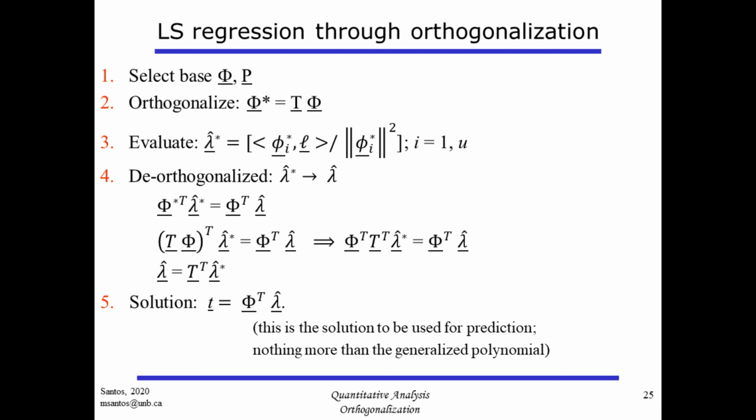The trend is going to be the generalized polynomial, as we discussed when we talked about least squares approximation, and we can use this for predictions in the same way as we used before.